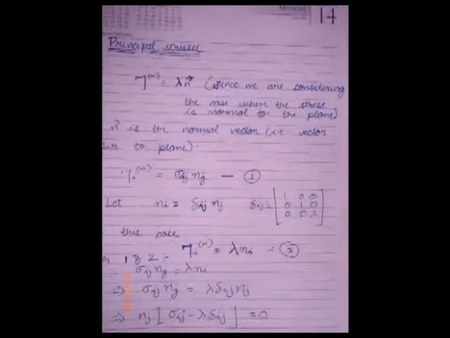Okay, now let us define another tensor, a second-rank tensor ni, which is given by delta ij nj. Now delta ij is nothing but the identity matrix, which is a matrix where the principal diagonal elements are 1 and the other elements are 0.